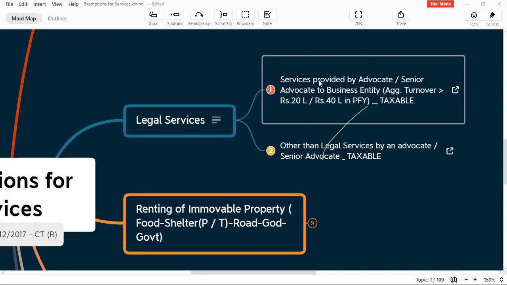My next question is, I am registered under GST. Please note, I am registered under GST, but my turnover is zero. Previous year also turnover zero, current year also turnover zero, but my GST registration is there. I am filing nil returns. I went to an advocate to take an opinion on a particular tax matter. I am paying fees to him. Am I liable to pay GST or not?